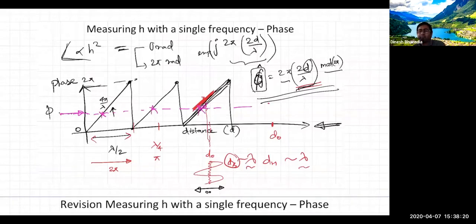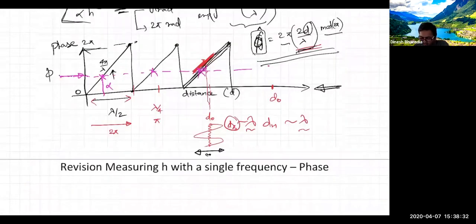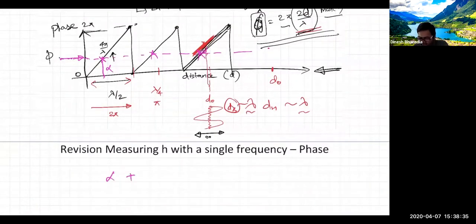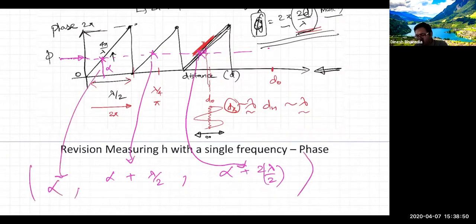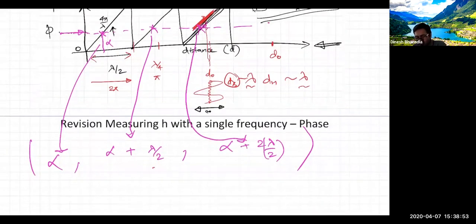So really, what am I saying? I don't know the distance. What I know is that the distance can be, let's call this alpha, anything: alpha, alpha plus lambda by 2, alpha plus 2 times lambda by 2, which is basically this point right here. And then this point is alpha plus lambda by 2, and this point here is just alpha. So really, what is our aliasing? Our aliasing is a lambda by 2 factor. Anything above or below lambda by 2, we cannot say for sure. All right, everyone with me on this?